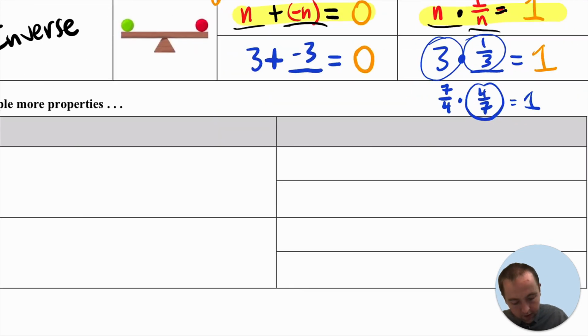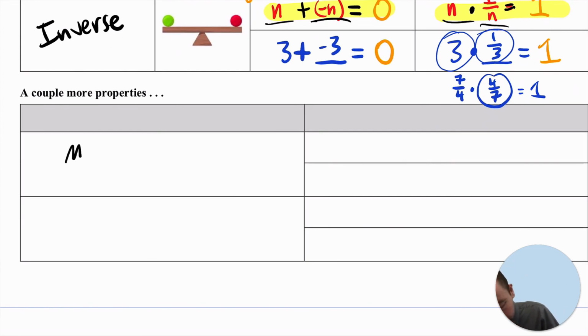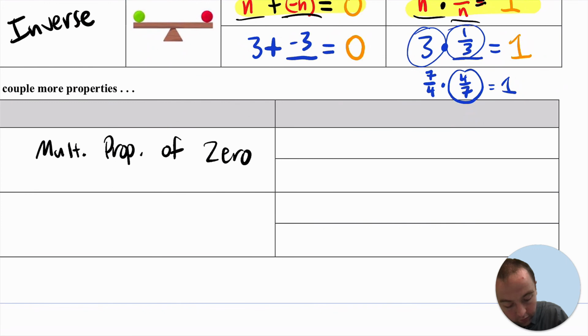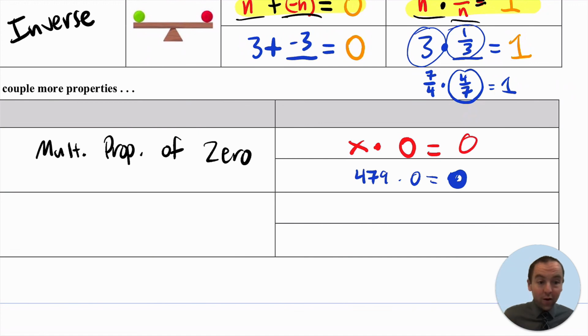A couple more properties down here that we want to highlight. Very simple. I'll just abbreviate right here. We have something called the multiplication property of 0. Basically all the multiplication property of 0 says is that if you pick a number, let's say x, and you multiply with 0, what's your answer going to equal? Anything times 0 is going to equal 0. So for example, you take 479 and you times it with 0, you're not going to get 479, you're going to get 0. That would be if you're timesing by 1.